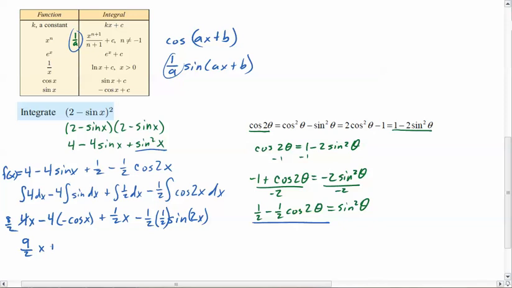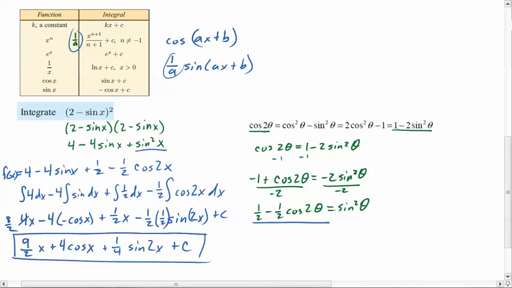I'm going to change this to plus 4 cosine of x, and then I've got plus 1 over 4 sine of 2x. And then, of course, plus C. Don't forget the plus C, like I almost did. And so there you go. We are done.